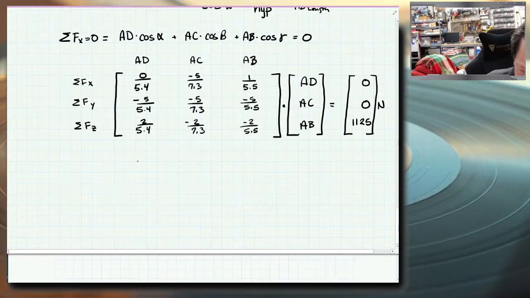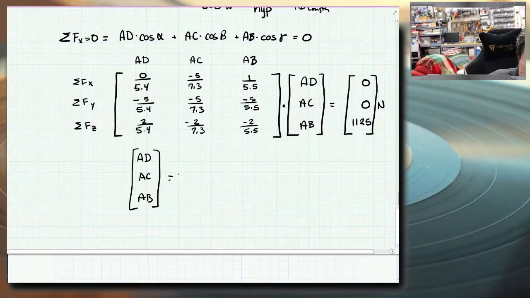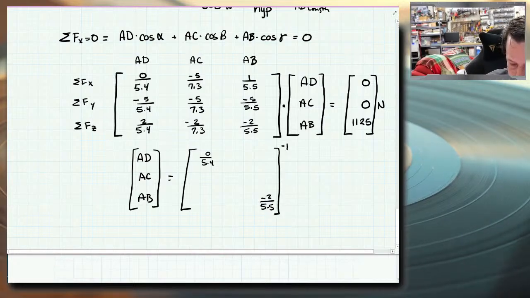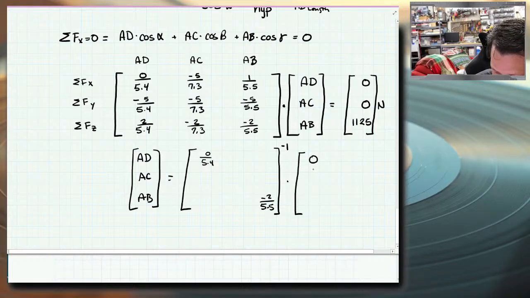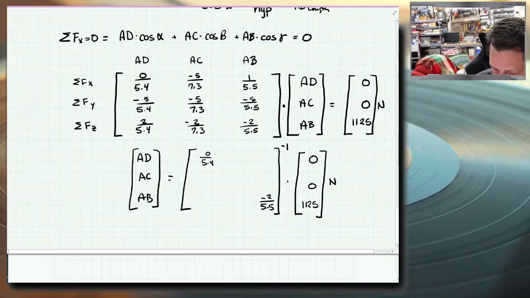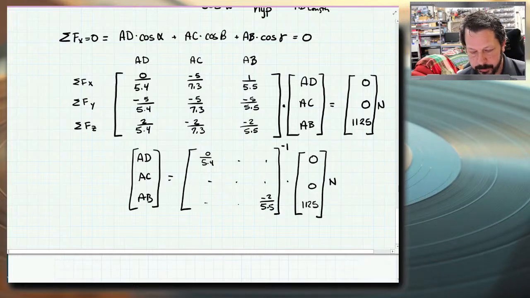So to solve them, AD, AC, and AB, that matrix, equals the coefficient matrix. I don't want to write all of those in again. All of those raised to the -1 power, so we need to divide it basically, times that. And then, these are all filled in. So that's what we're going to put into MathCAD, is this guy.